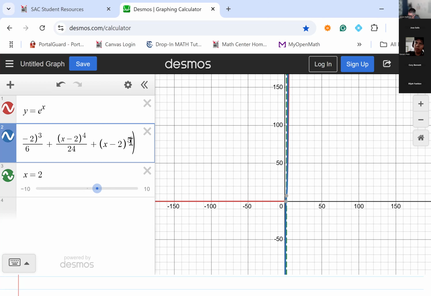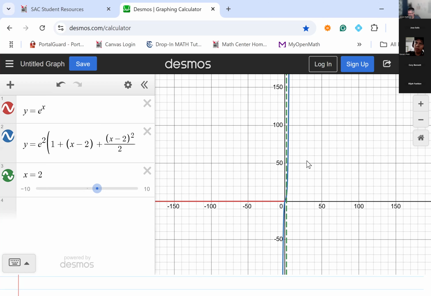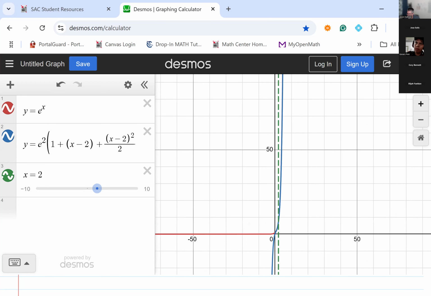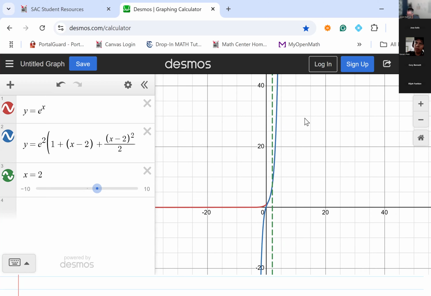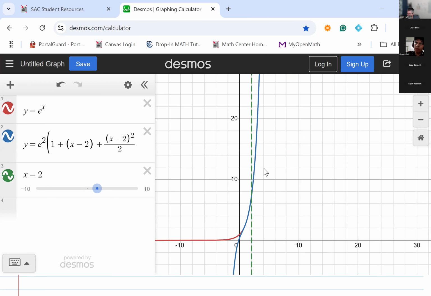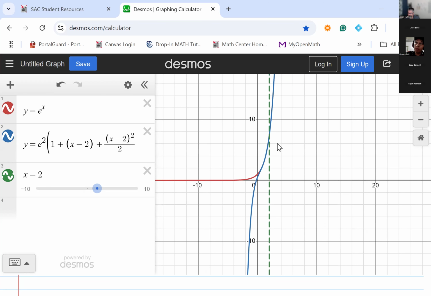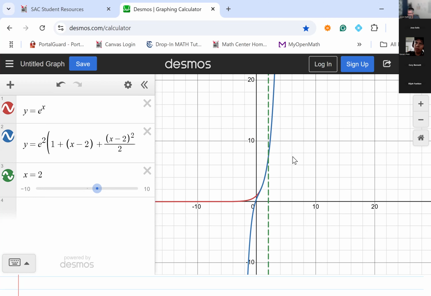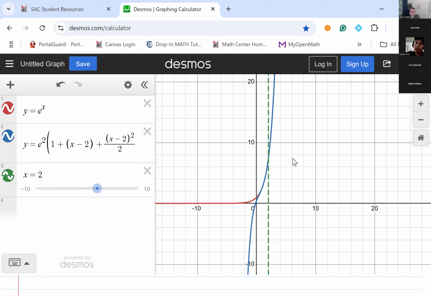Over, this is 120. Okay, and then we'll kind of stop there because it just gets silly after this. The accuracy gets really, really good. Okay, and you can see that e to the x and that polynomial are basically indistinguishable after a very small value of x.